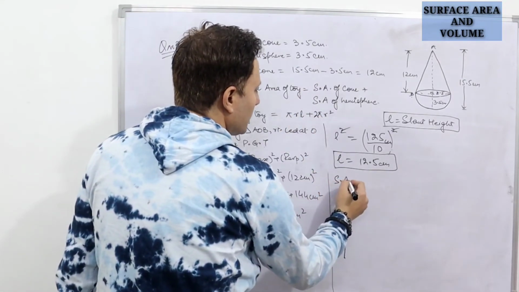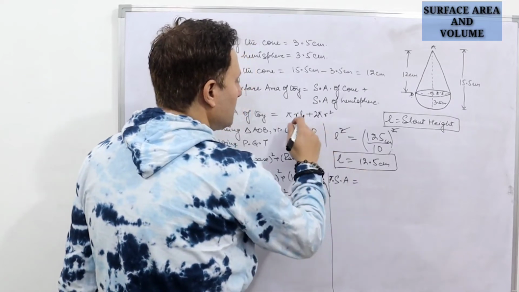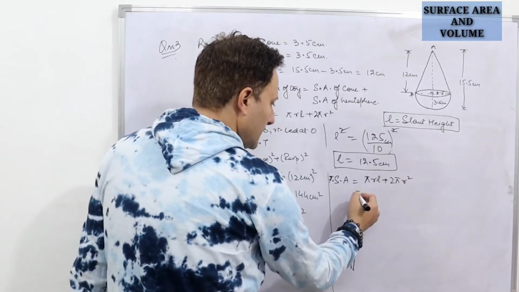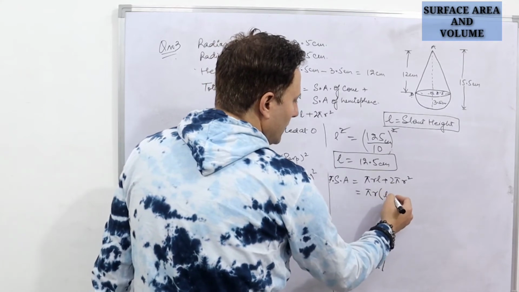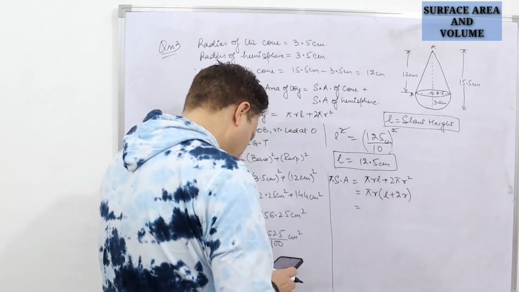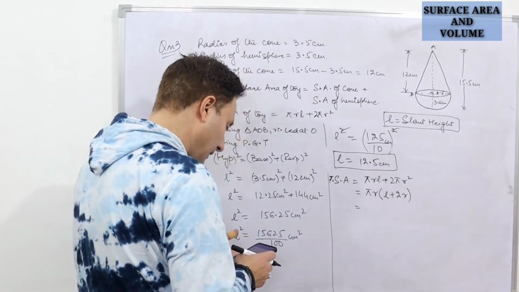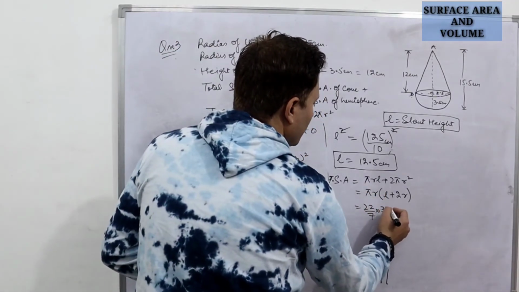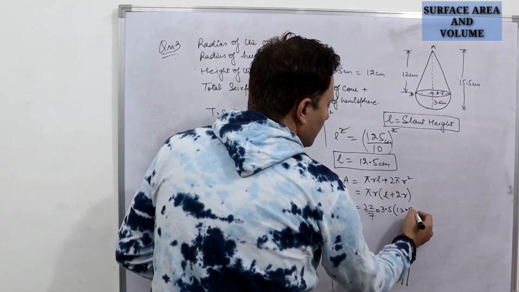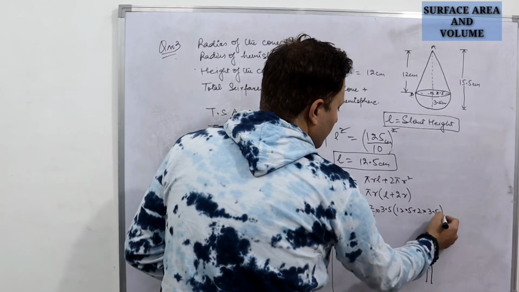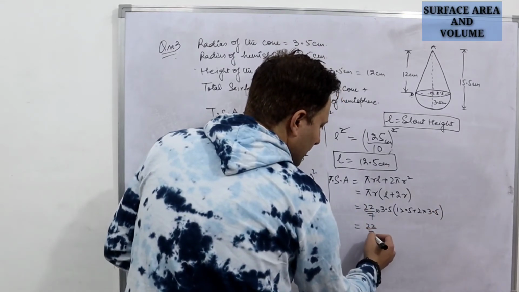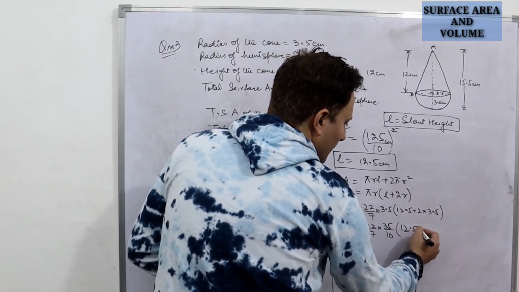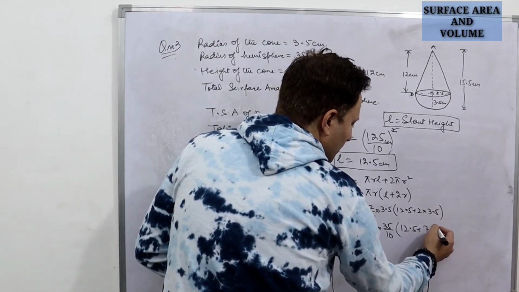Now, if we talk about surface area, total surface area, that is pi RL plus 2 pi R squared. Let me take pi and R common. What do I have? I have L plus 2R. Anything given here? Let me see. The value of pi is 22 upon 7. Then R is 3.5. L, we just got 12.5, plus 2 into R, that is 3.5. So 22 upon 7 into 35 upon 10, and then it is 12.5 plus 2 multiplied by 3.5 is 7.0.